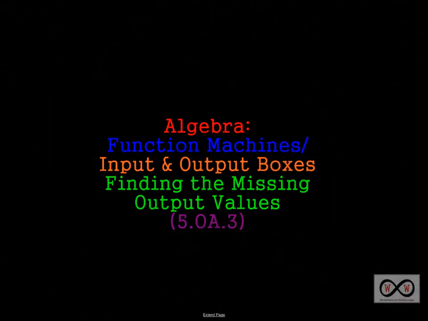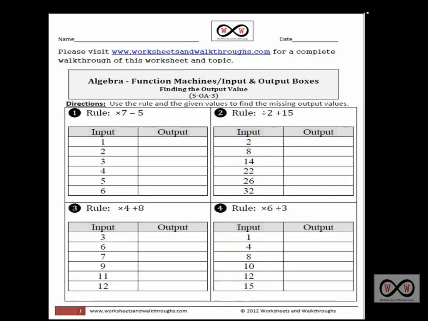In this algebra video walkthrough lesson, we're going to take a look at function machines, or input and output boxes, and finding the missing output values. This is standard 5083, setting up for that standard, and we'll be looking at this worksheet. You can go to worksheetsandwalkthroughs.com to print out a copy for yourself. You'll find it under our algebra video walkthrough section, and it's entitled Function Machines, Input Output Boxes, Finding the Output Value.